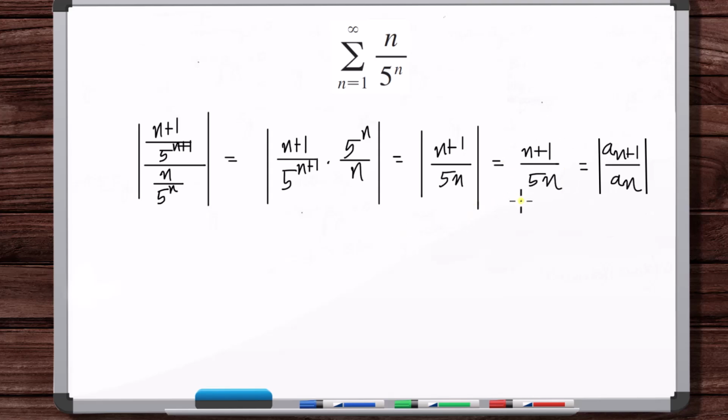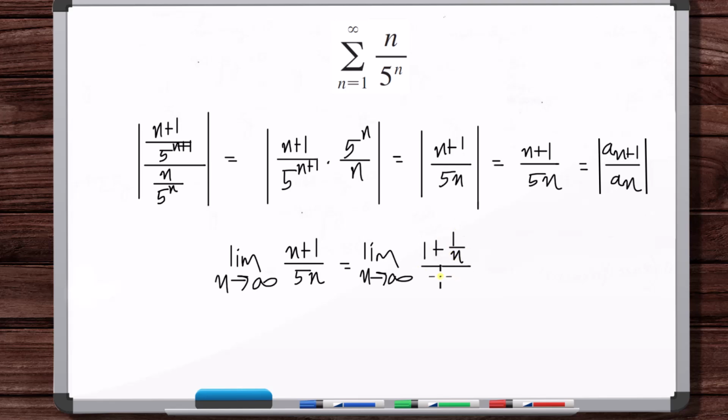Now what we do next is find the limit of this sequence, not of the series. Note that, right? We're not putting this into a series. We're asking what's the limit of this sequence. So what's the limit as n approaches infinity of n plus 1 over 5n? We know how to evaluate a limit like this. We divide the numerator and denominator by n. Plugging in n, this goes to 0, so we're left with 1/5.